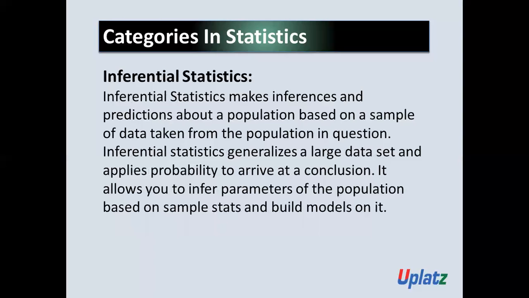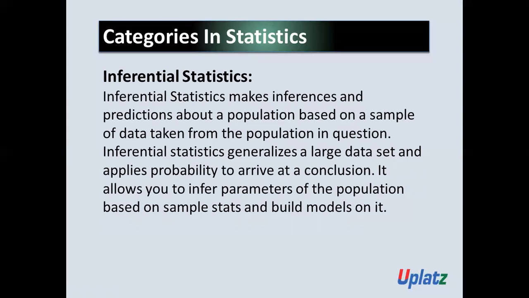So see here. Inferential statistics makes inferences and predictions about a population based on a sample of data taken from the population in question. Inferential statistics generalizes a large data set and applies probability to arrive at a conclusion. It allows you to infer parameters of the population based on sample statistics and build models on it.